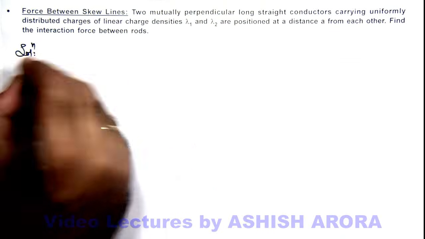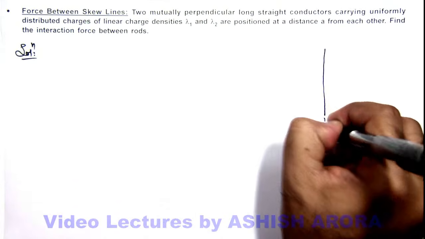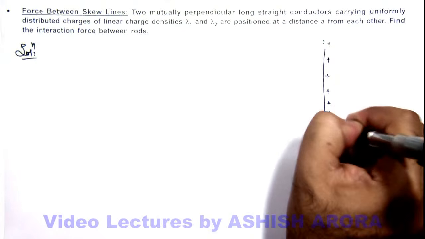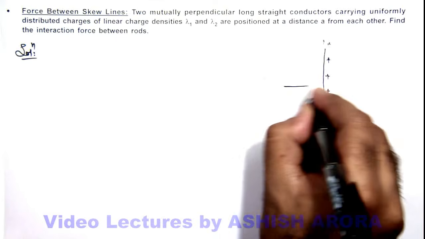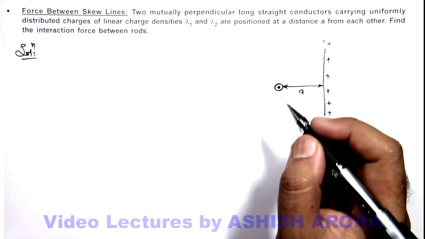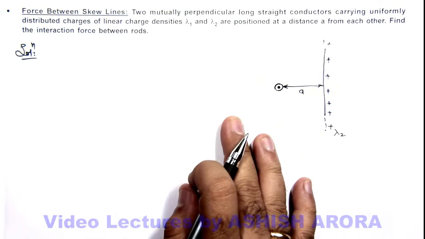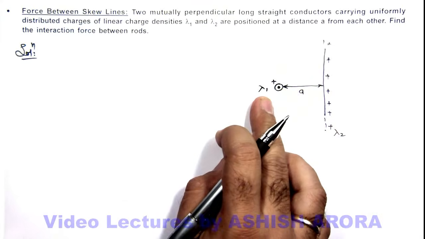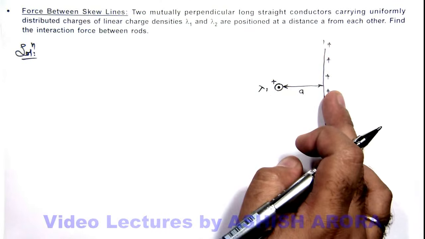Let's solve this illustration. In this situation, there is one rod which is uniformly charged with a charge lambda2 coulomb per meter, and as the two rods are mutually perpendicular and separated by a separation a, this is the other wire which we can consider. Here I am taking this wire to be perpendicular to the plane of this paper. This is the one which is uniformly charged with the charge density lambda1, and this is the rod which is placed in the plane perpendicular to the first one at separation a.